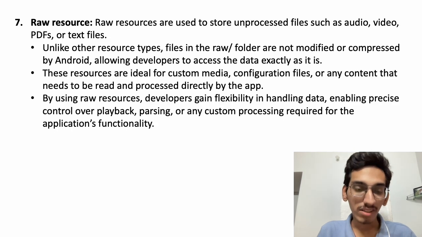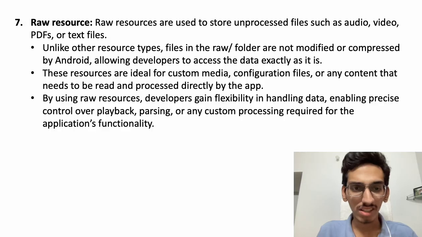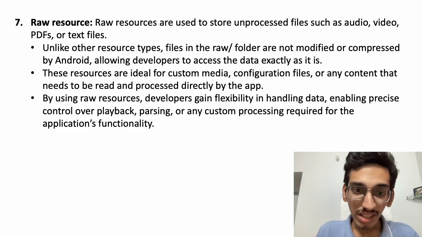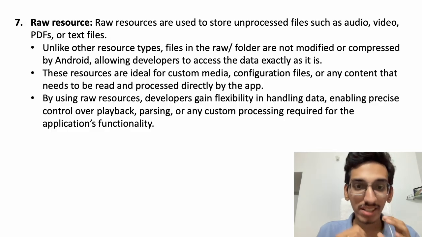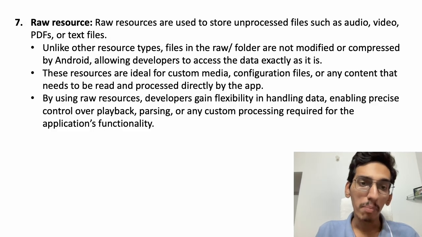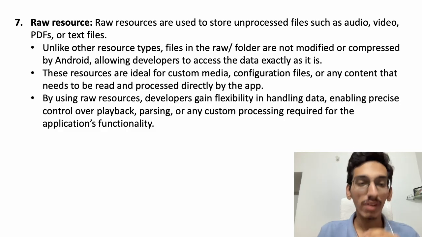Now coming to the last resource, that is raw resource. Raw resources in Android are used to store unprocessed files such as audio, video, PDFs or text files. Unlike other resource types, files in the raw folder are not modified or compressed by Android, allowing developers to access the data exactly as it is. These resources are ideal for custom media, configuration files, or any content that needs to be read and processed directly by the app. By using raw resources, developers gain flexibility in handling data, enabling precise control over playback, parsing, or any custom processing required for the application's functionality.